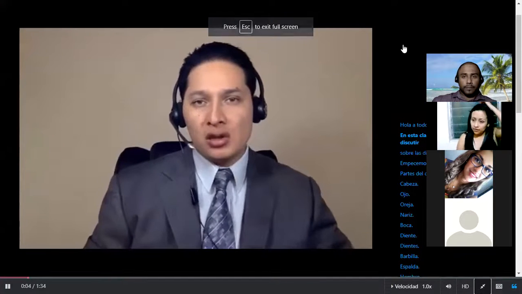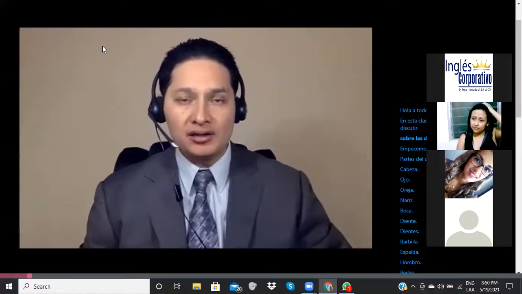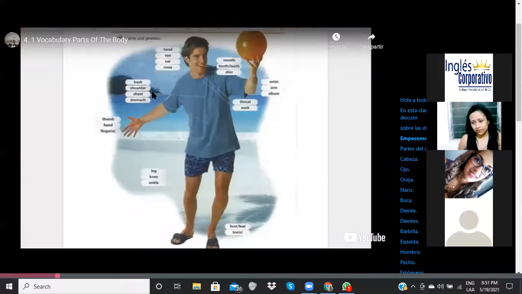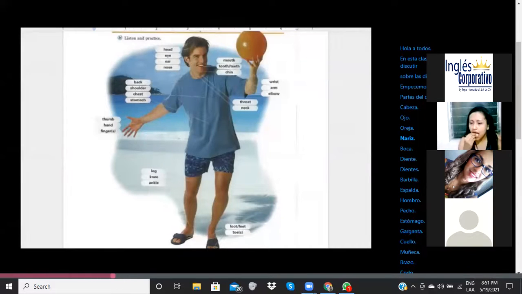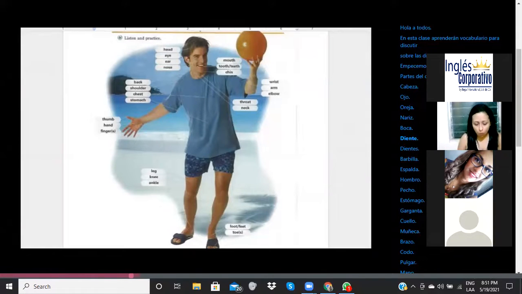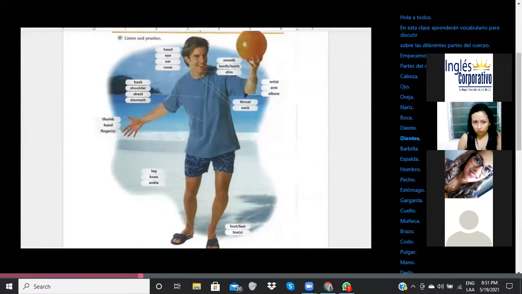For discussing different parts of the body, let's get started by listening and practicing. Parts of the body. Head. Eye. Ear. Nose. Mouth. Tooth. Teeth. Chin.